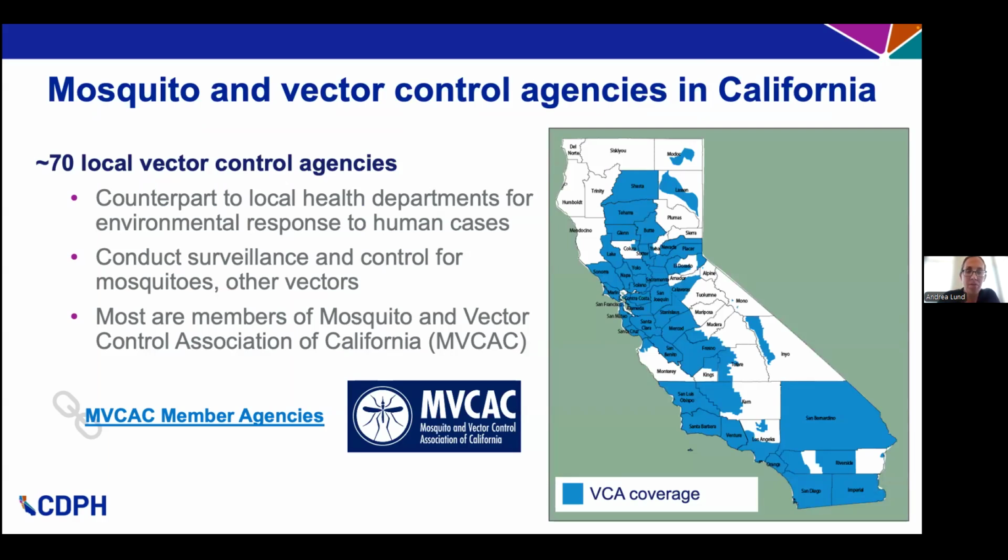Here's a map of the areas that those vector control agencies serve. As I mentioned, there are about 70 of those agencies. They cover about 90% of the population in California, though just 45% of the state's area. They're important counterparts to the local health departments who are doing that human case surveillance and providing the environmental response to human cases, as well as service requests for help controlling mosquitoes and vectors around your home. Most are also members of the Mosquito and Vector Control Association of California, which has some nice resources on their website, which I've linked here. Next slide.